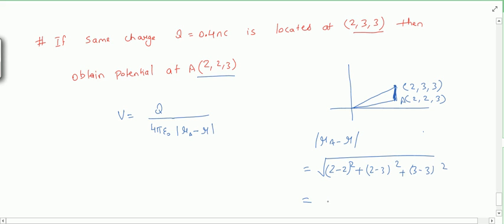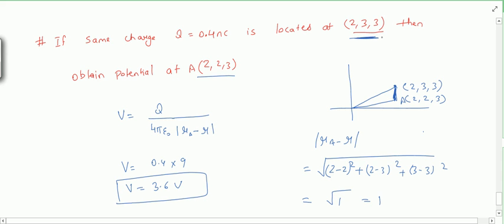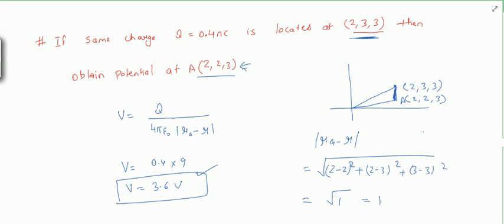If you solve this, what will come? Under root of 1, that is 1. So you can directly write 0.4 into 9. It will come as 3.6 volt when the charge is present at this location instead of origin. Then the absolute potential at A point is this. Now you understand when the charge is not at origin, then how to use the formula.